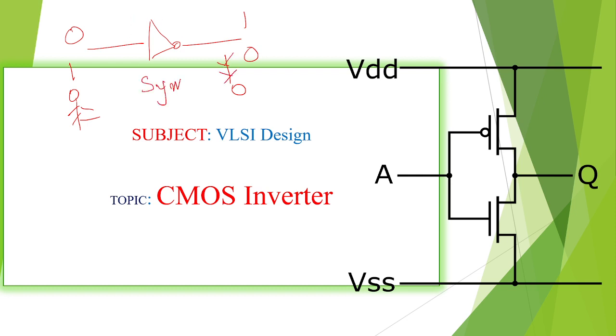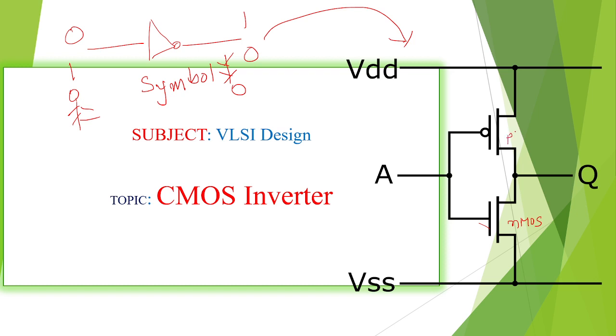This is only the symbol for the inverter. But if you want to design a circuit, internally it requires transistors. So I will explain how it is working. It requires an NMOS transistor and a PMOS transistor. Both the transistors are used, so one is the complement of the other. That's why it is a CMOS inverter.